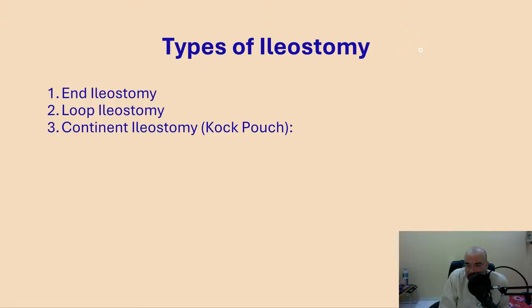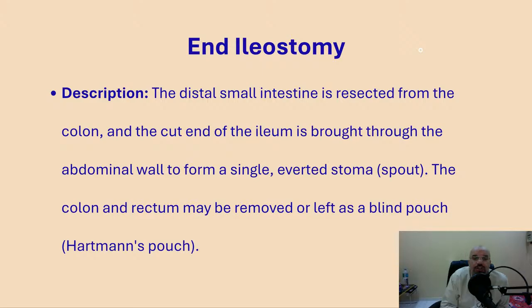In the same way, when we call it end ileostomy, I think now it's clearer for us, and the last part is the loop ileostomy. Then we have conditions for both. Let's start with the end ileostomy. The distal small intestine is separated from the colon and the cut end of the ileum is brought out of the abdominal wall. So this is the end of the digestive process.